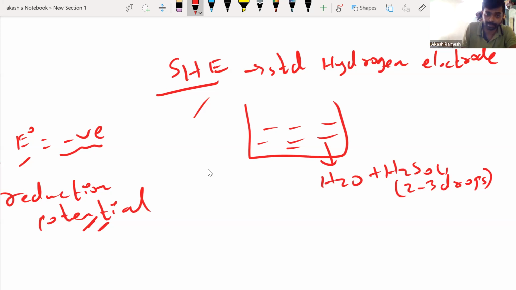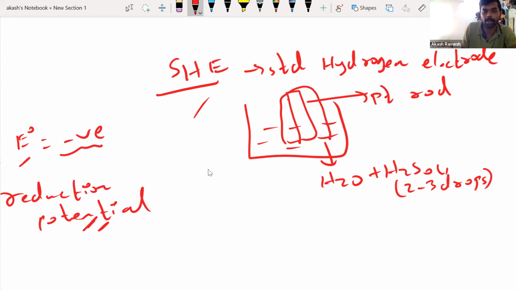Now I am going to insert an electrode, and this electrode is a platinum rod. I am going to have a chamber covering it, and there'll be an opening in the chamber, and through this I am going to give H2 gas. This is the overall construction.